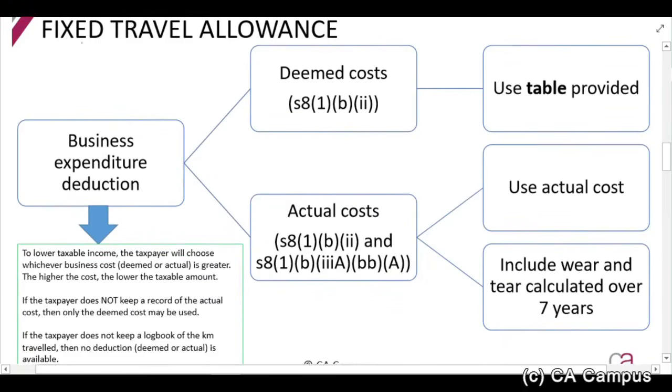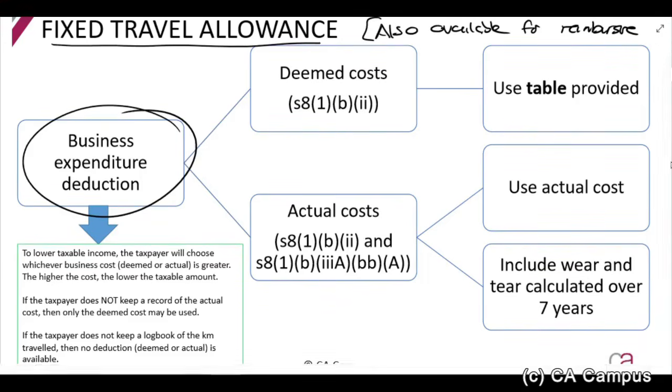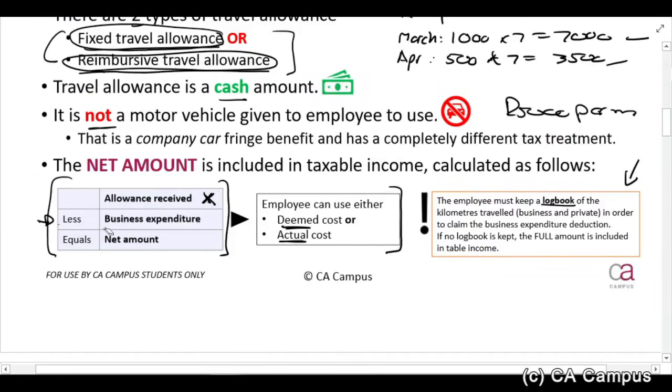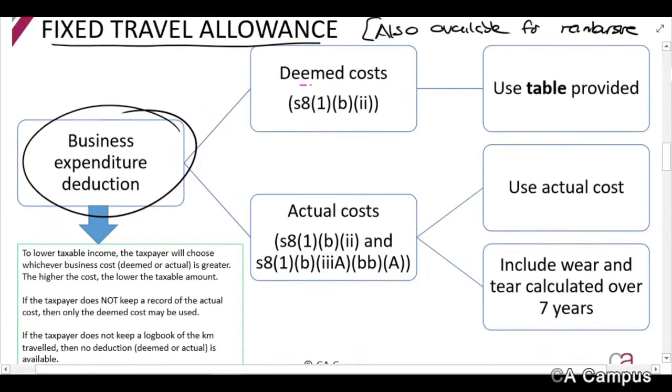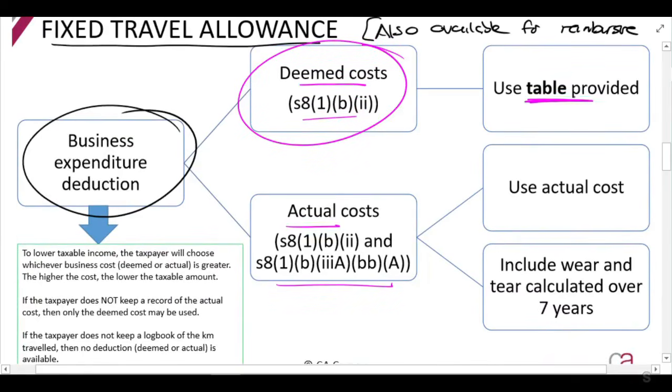So we're going to start here, and you'll see I say a fixed travel allowance, but this is also available for the reimbursive travel allowance. Alright, so this business expenditure we're talking about here is this business expenditure that I mentioned over there. So we're just replicating this for now. We're saying that you have either the deemed cost or the actual cost, and you'll just see I've just given you some references. For the deemed cost, you will use the deemed cost table.